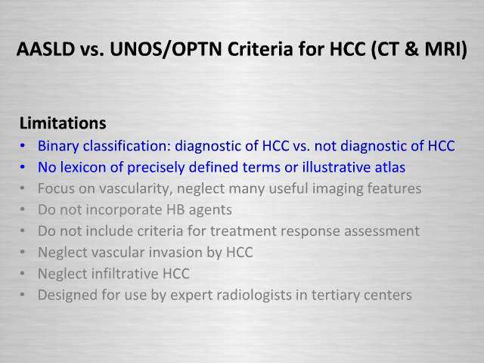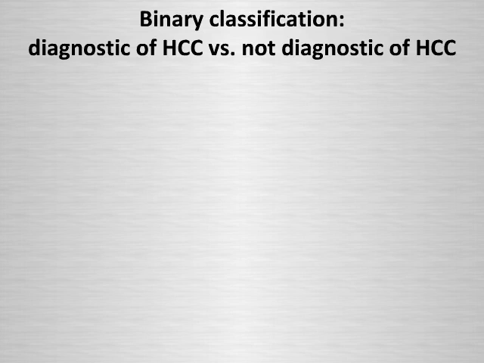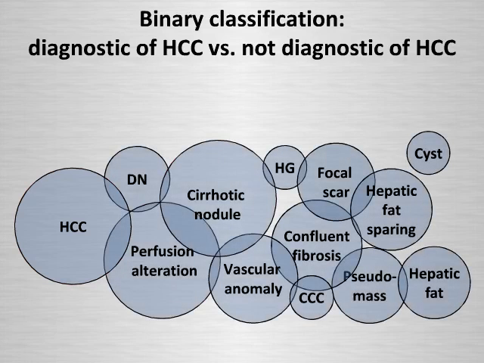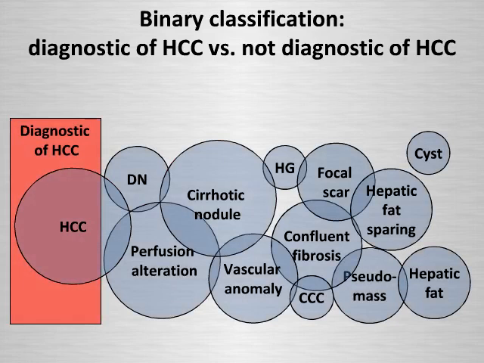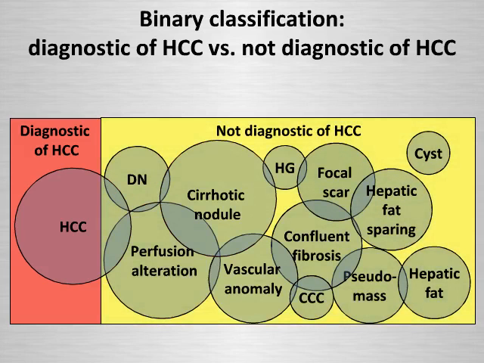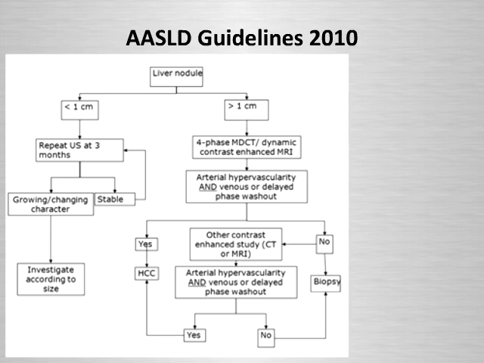Now, the two that I will focus on briefly are binary classification and the lack of a lexicon. So let's start with the binary classification. Why is that a problem? Well, if in fact in the liver all I had was either HCCs or nothing else, a binary classification would be fine. But in fact, this is the spectrum of lesions that one sees in the cirrhotic liver. And if we only dichotomize the diagnosis into diagnostic of HCC or not diagnostic of HCC, then I as a radiologist am not helped in how to interpret this plethora of lesions and pseudolesions that I encounter on a daily basis.